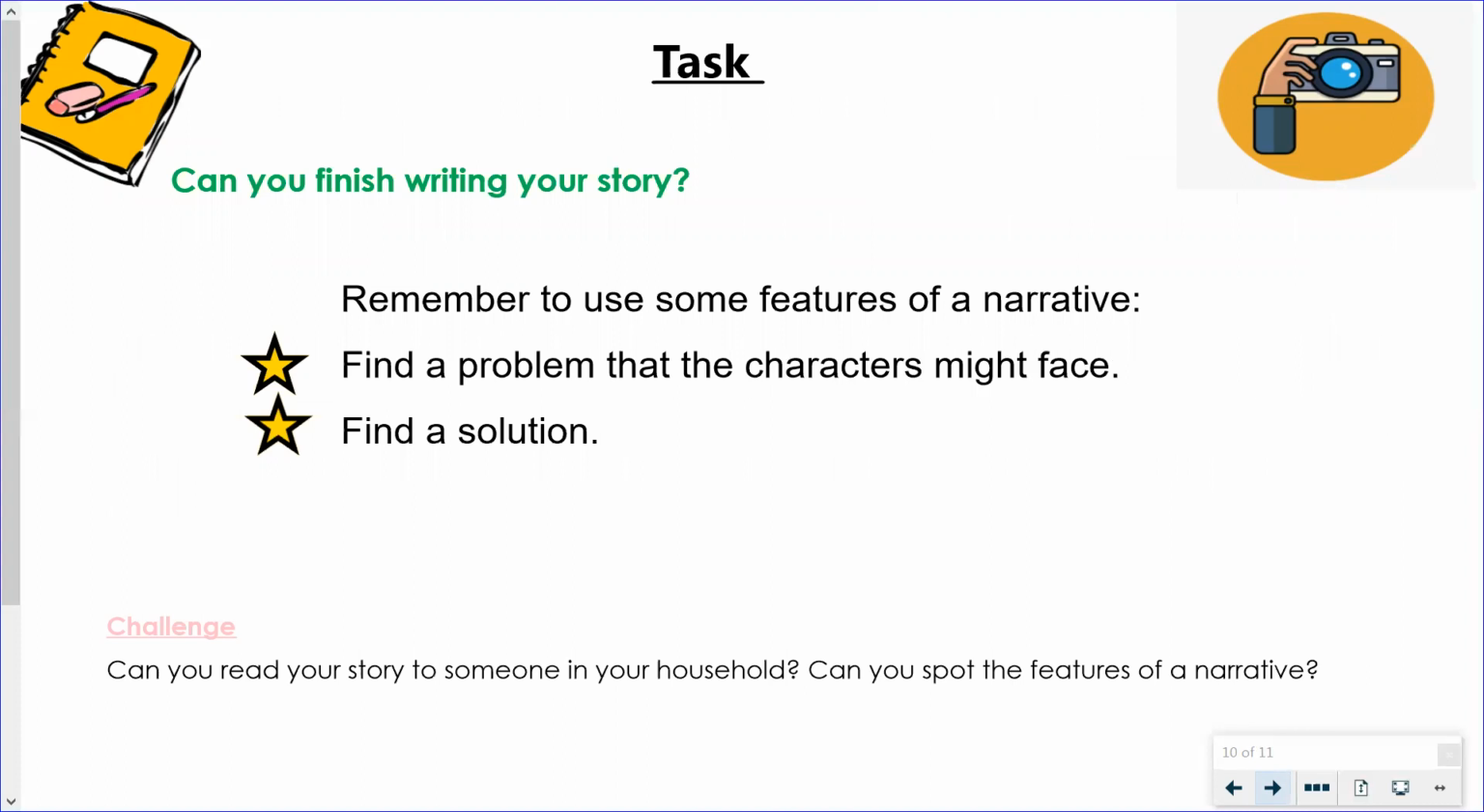Now, your task for today is to finish writing your story. Remember to use some features of a narrative. Remember, you need to find a problem that the characters might face and find a solution to that problem. Your challenge today is to read your story to someone in your household. Can you spot the features of a narrative?